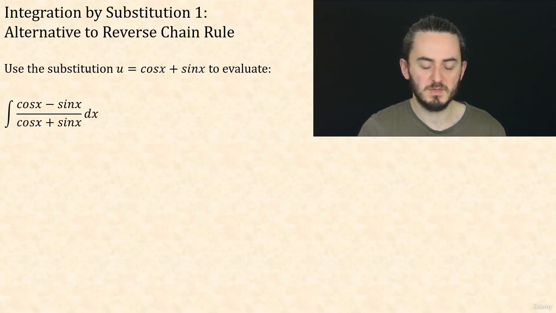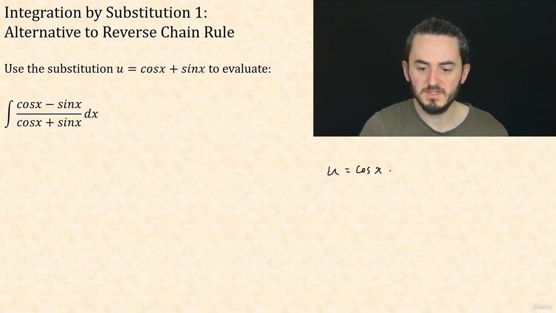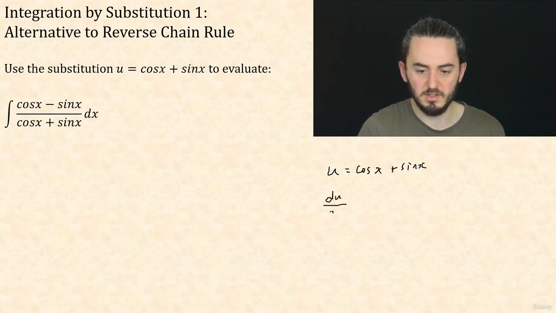All right, use the substitution u equals cos x plus sin x to evaluate this integral. Well, first thing I'm going to do is differentiate my substitution. And the reason why we always do that is that I want to express my dx at the end of the integral in terms of du. To do that, we just differentiate: du by dx is, and what do I get?